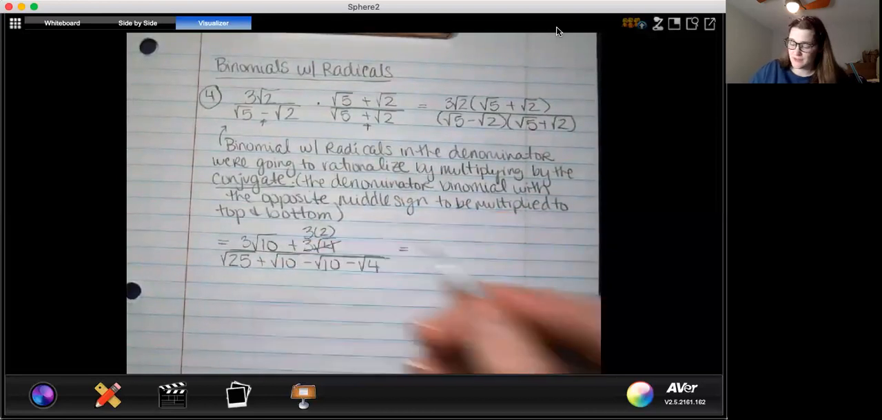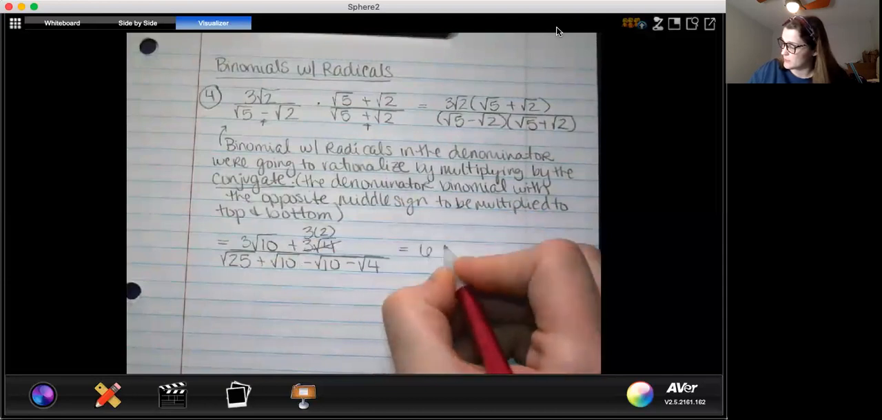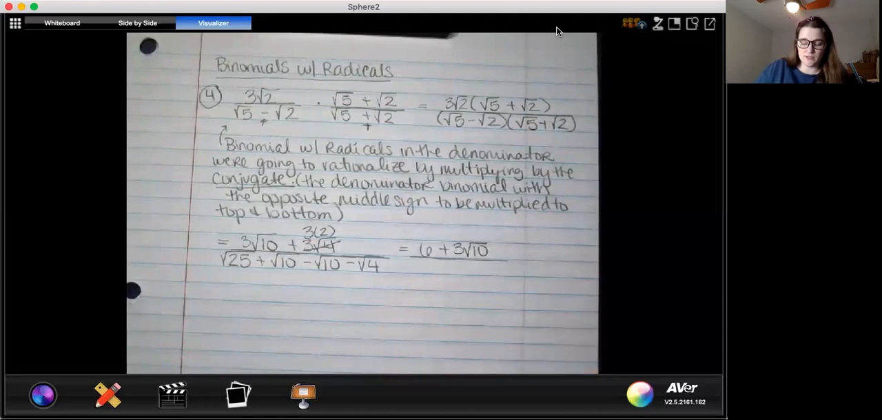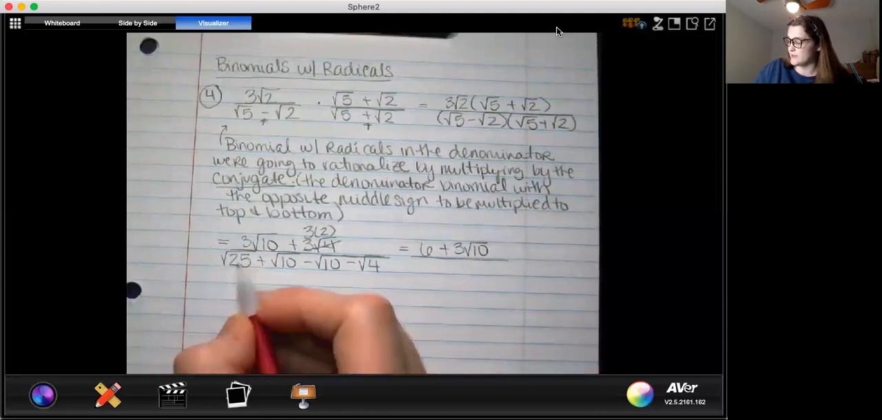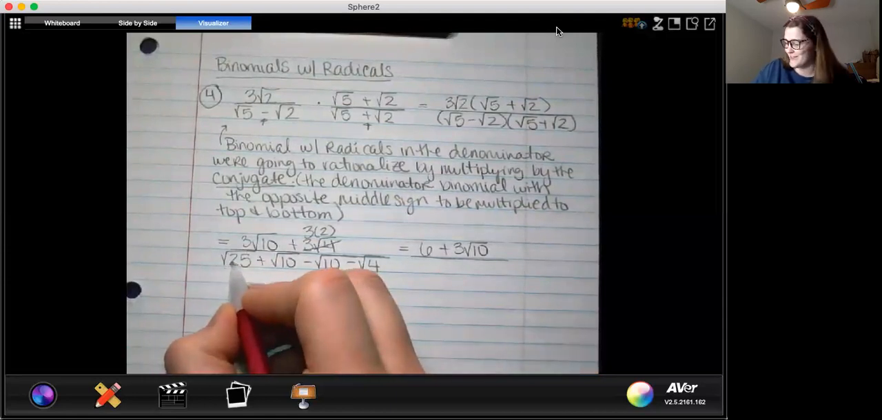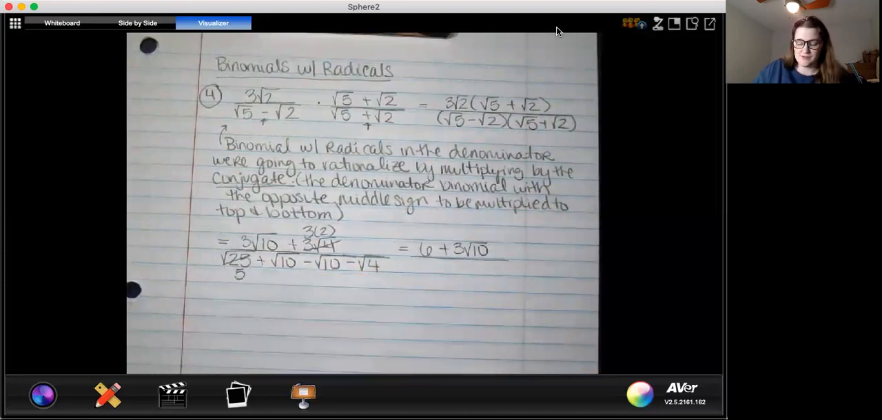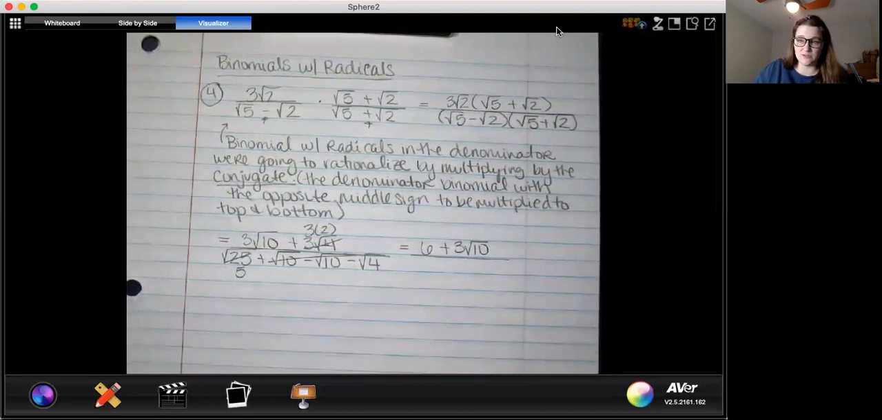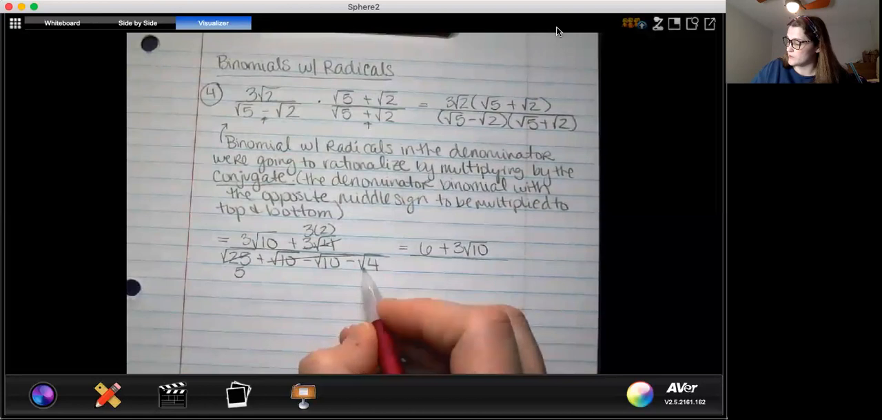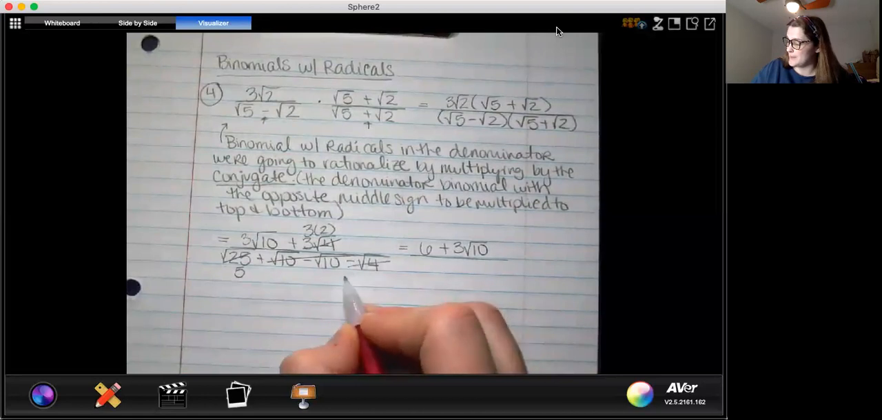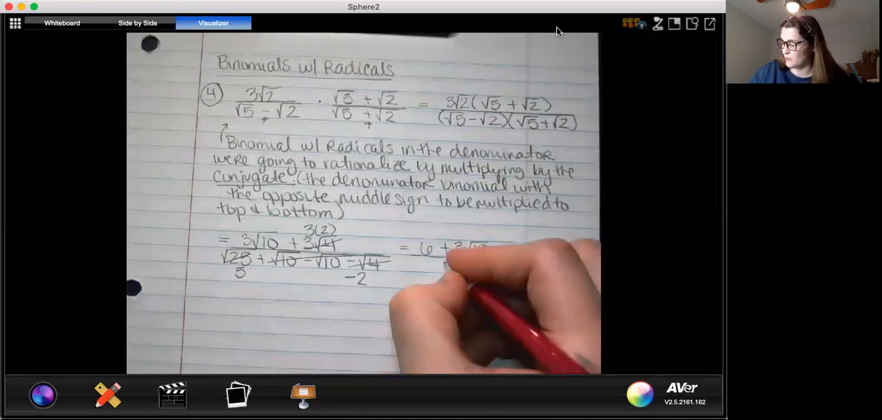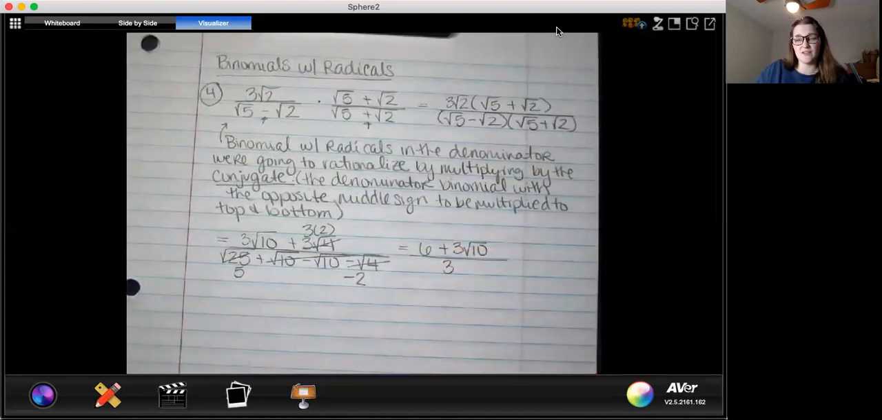And 3 times 2 is 6, so I'm going to write it as 6 plus 3 square root of 10. Okay, now in the denominator, square root of 25 is 5. Square root of 10 minus square root of 10 cancels within itself. And square root of 4 is 2, but there's a negative out front, so that would be minus 2. So I have 5 minus 2, so that whole thing simplifies just down to 3.